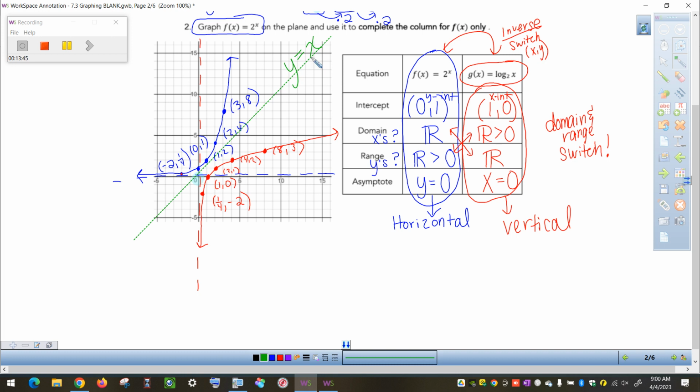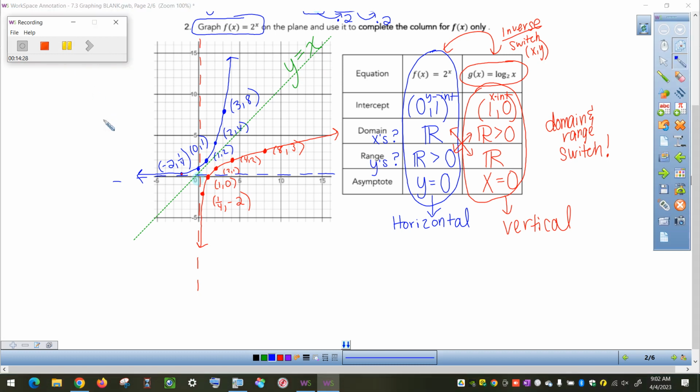And remember, something that we saw before is that a function and its inverse, the graph, will be reflected over the line y equals x. So that means if I were to fold my paper over that green line, the blue curve is going to perfectly match up with and align with the red curve. So that's always something that's true for the graph of a function and its inverse. They're always reflected over the line y equals x.